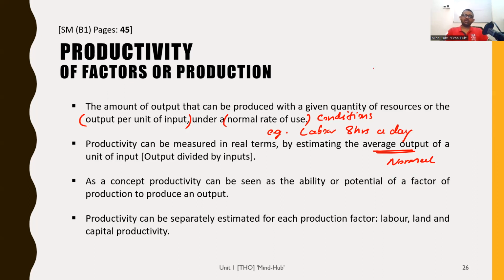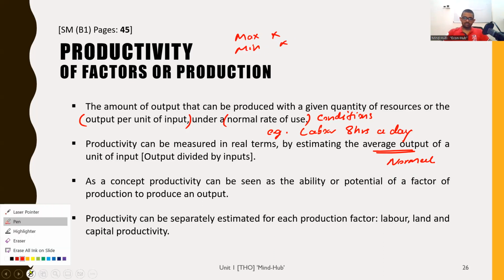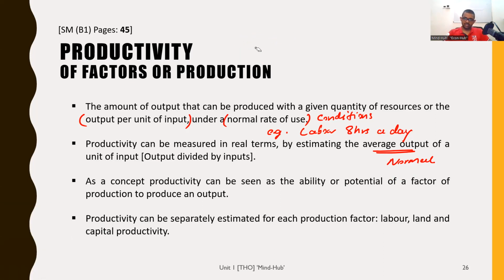Remember, when we talk productivity, we don't use words like maximum or minimum. These words are not used when we talk about productivity. It's not about producing the maximum output with the minimum inputs. That is not the idea of productivity. Productivity is about if we use a certain input or inputs under their normal rate of use or normal conditions, what is the output we can get? The average output. That is productivity.